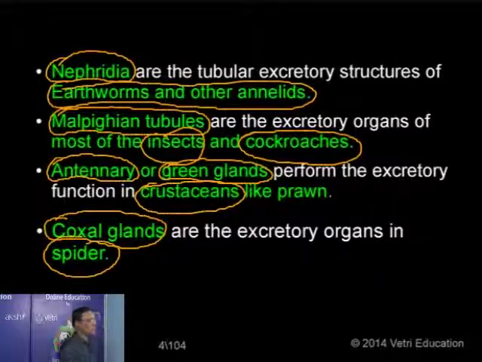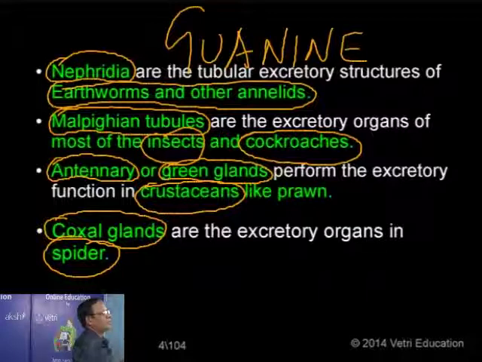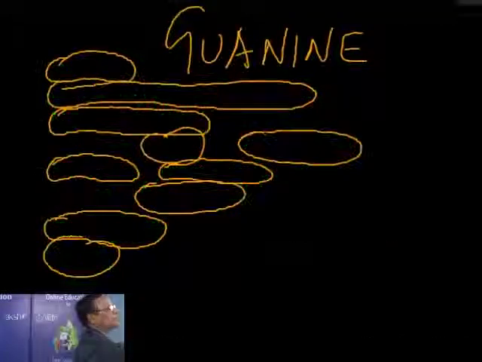Another peculiar character I mentioned earlier: the excretory products are either urea, uric acid or ammonia, and in some cases creatinine also. But a specific excretory product in the case of spiders is guanine. So in spiders the waste product is guanine, not urea, not uric acid, not ammonia. Remember that one, it's a peculiar and specific one.